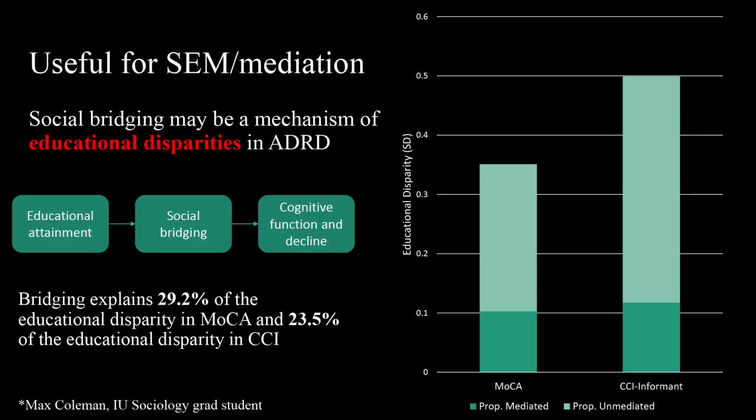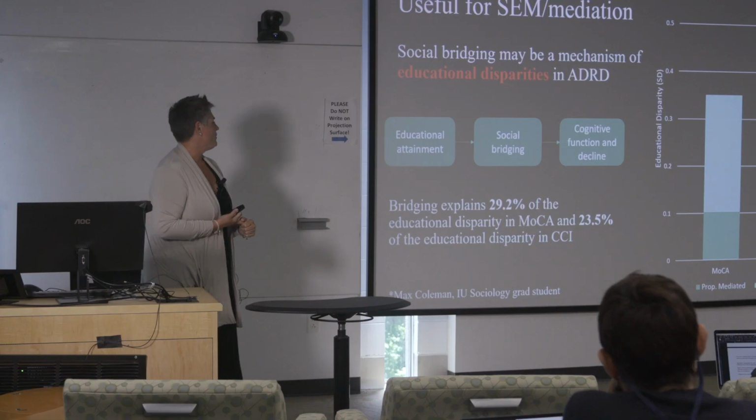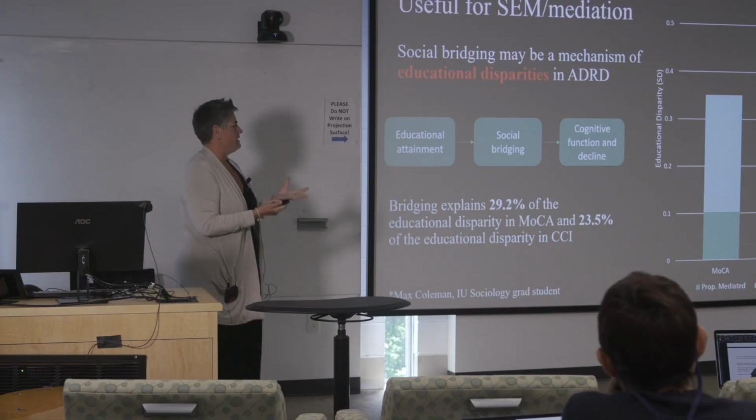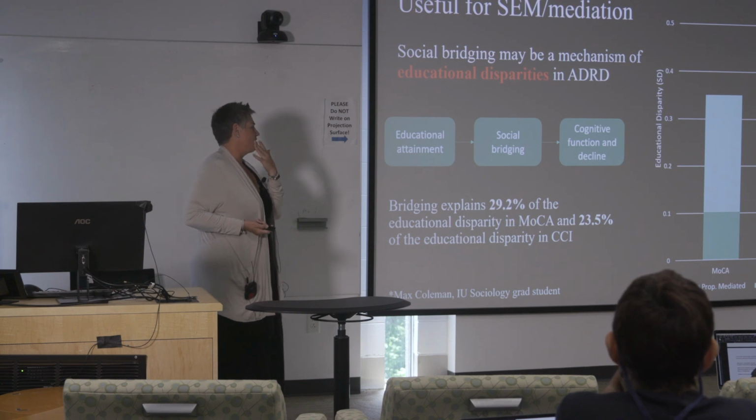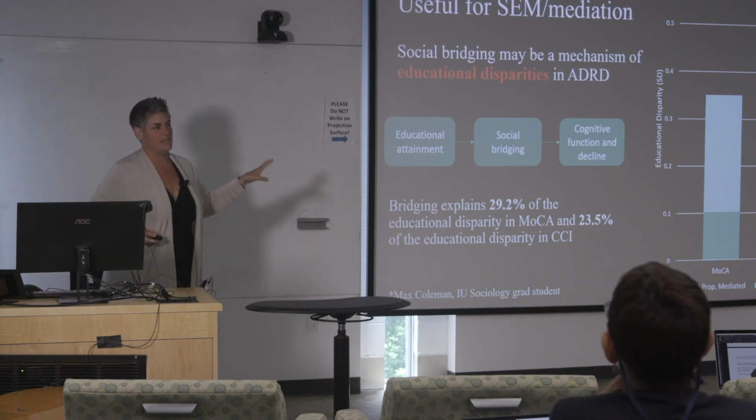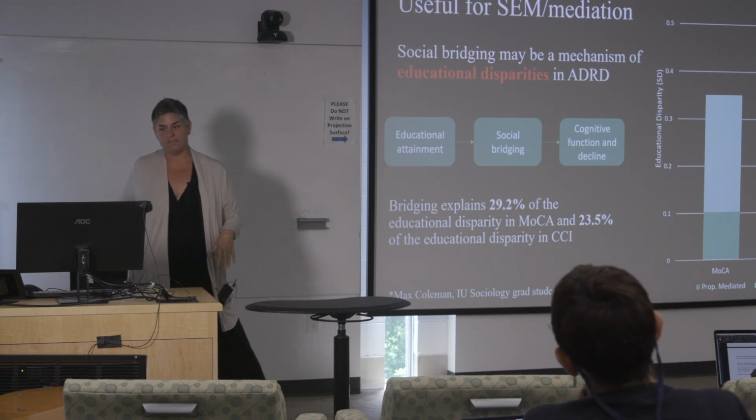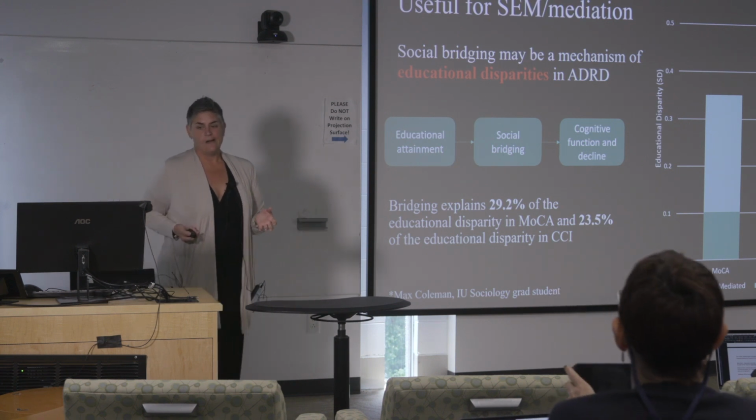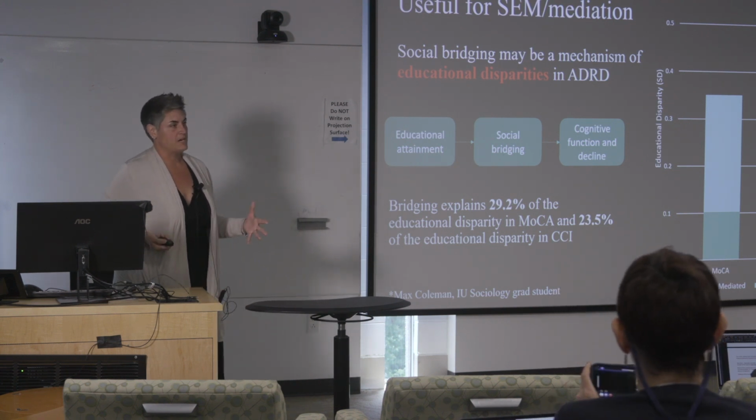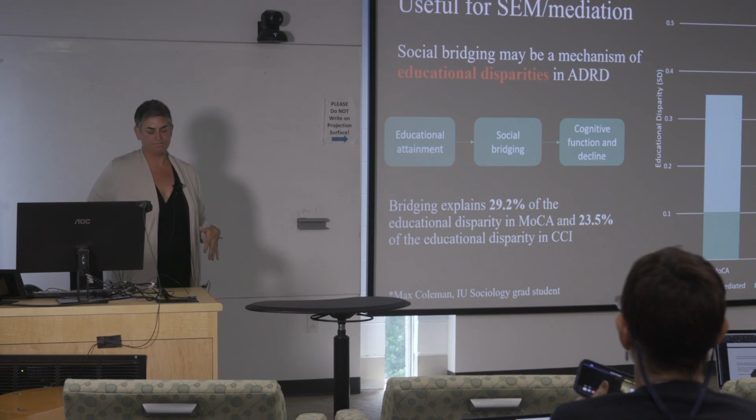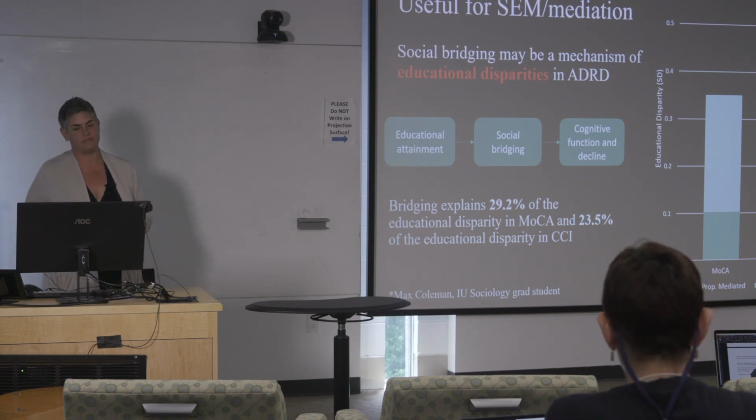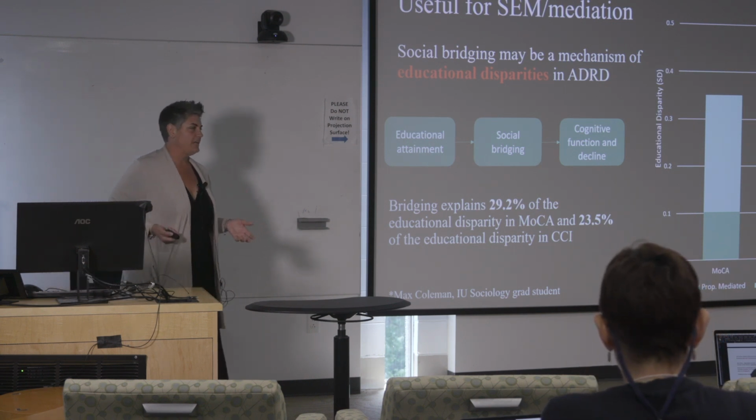It's also really useful for mediation. We found, for example, that social bridging, this latent factor, mediates almost 30% of the relationship between educational attainment and cognitive function and cognitive decline. So we can look at things like disparities by using bridging as a mediator. And we've found something similar for rurality.